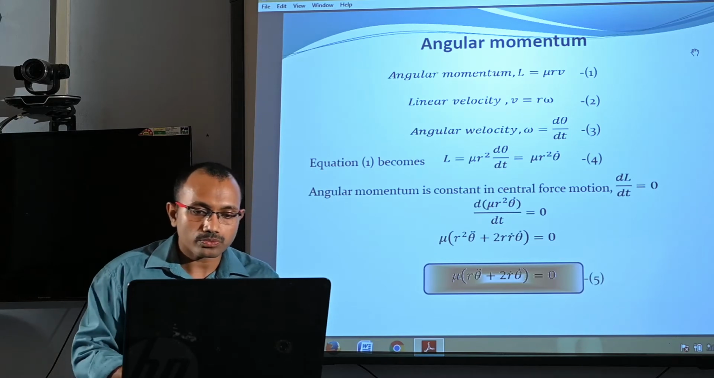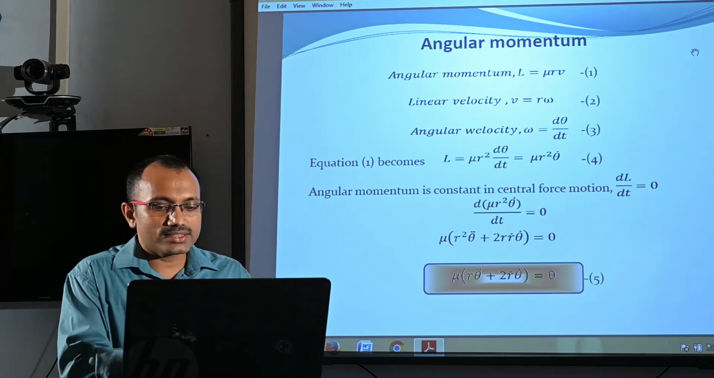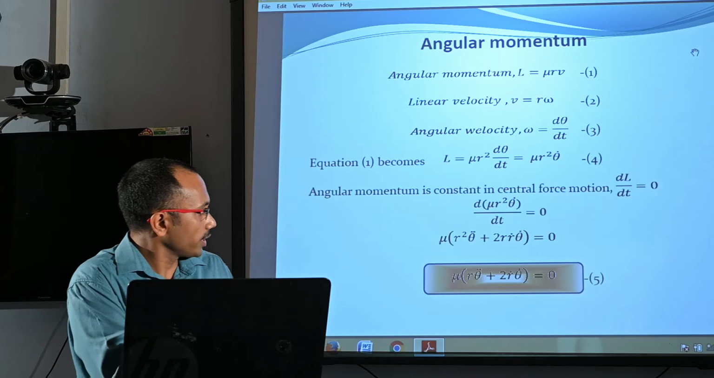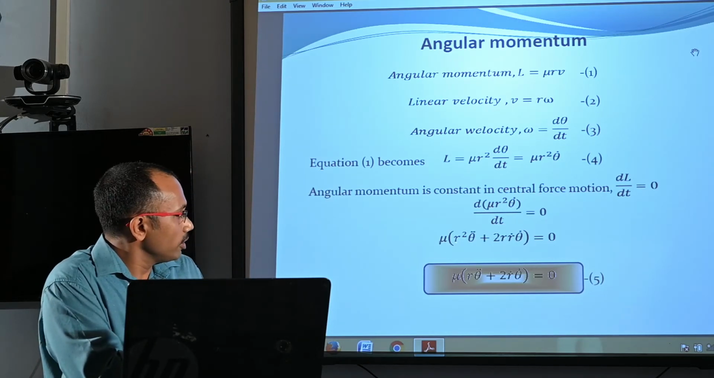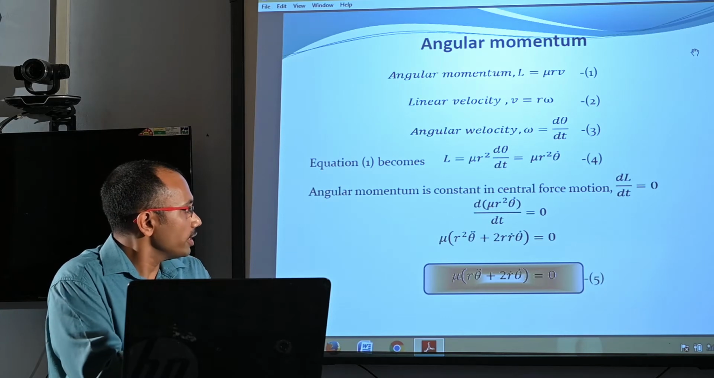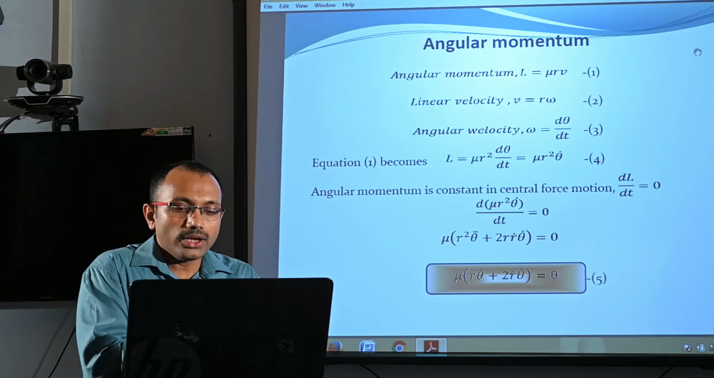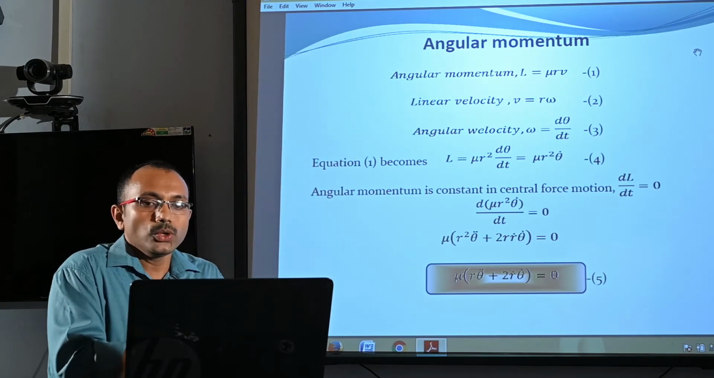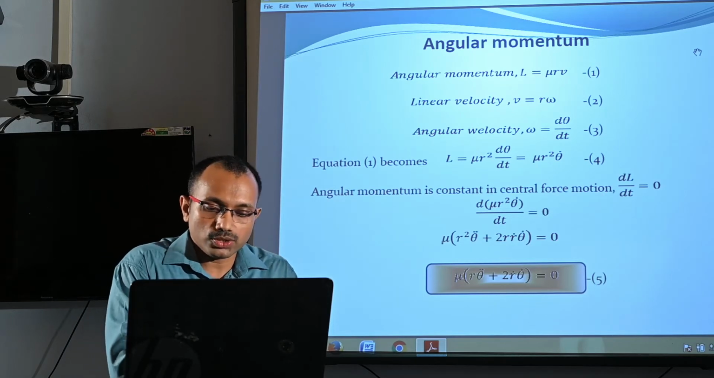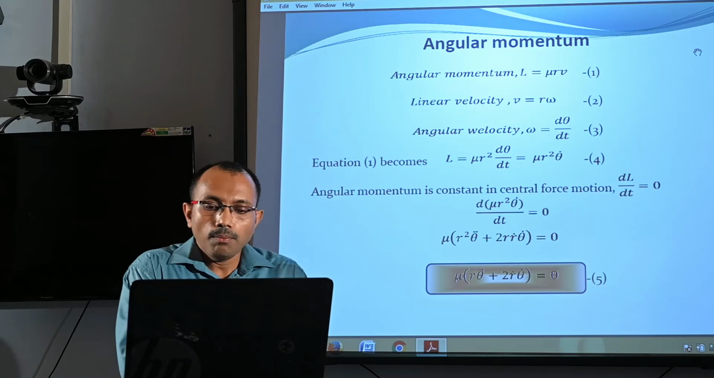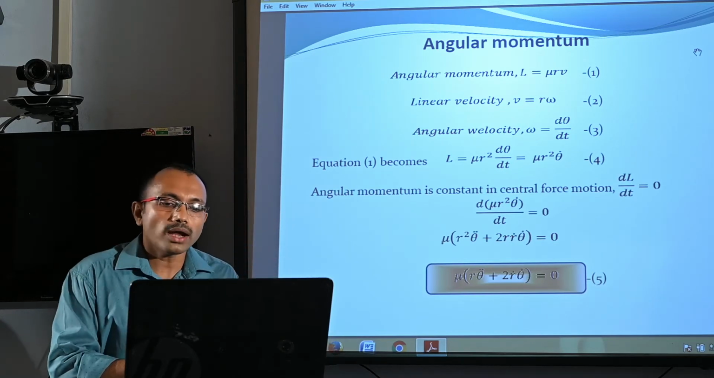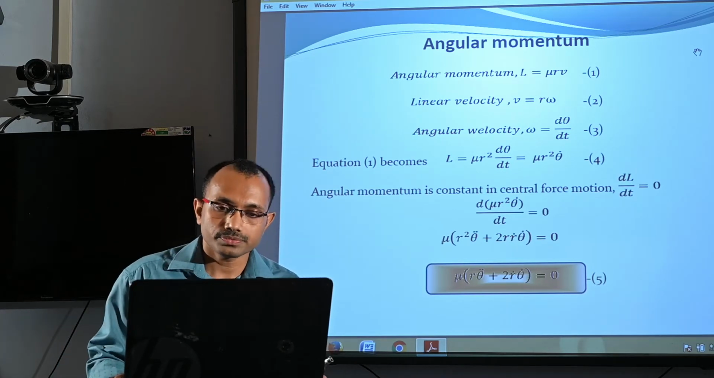In this case radius r is there in both the terms, so I am taking that r outside. The remaining will be r here and no r here. So I can write mu r into r theta double dot plus 2 r dot theta dot equal to 0. From there I can write the equation mu r theta double dot plus 2 r dot theta dot equal to 0.